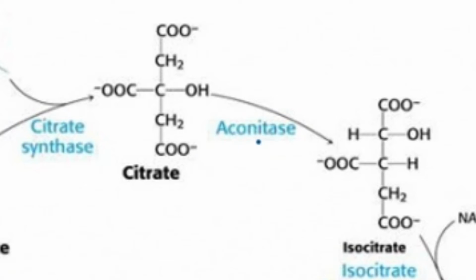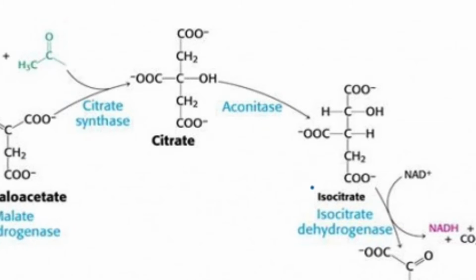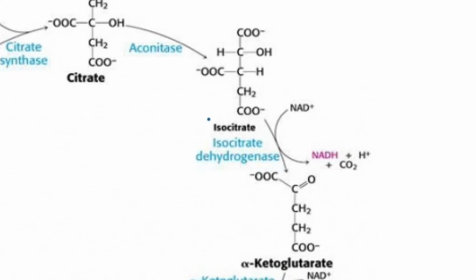The next enzyme is aconitase. So citrate is going to be converted into isocitrate by aconitase. This is going to be basically a rearrangement of the molecule. The next enzyme is isocitrate dehydrogenase. If you see dehydrogenase, always think of an oxidation reduction reaction. Here you're going to reduce NAD+ to NADH.